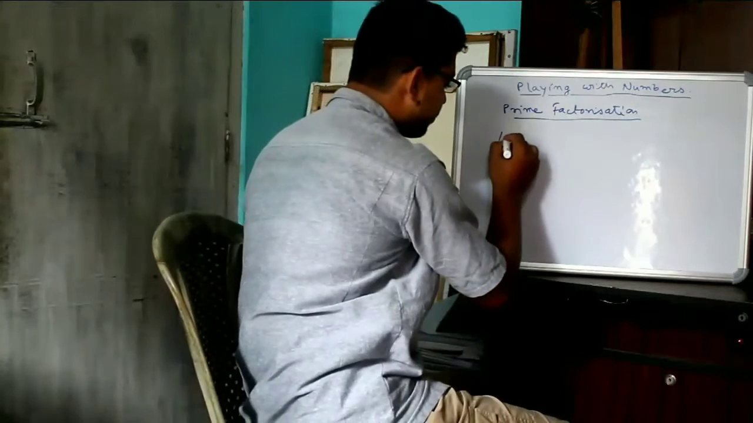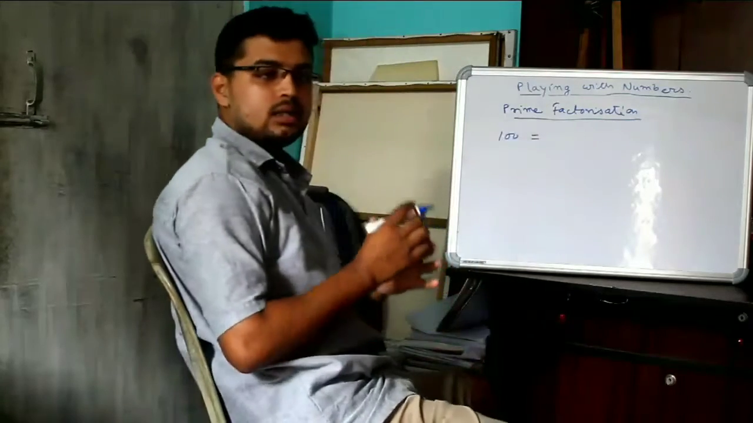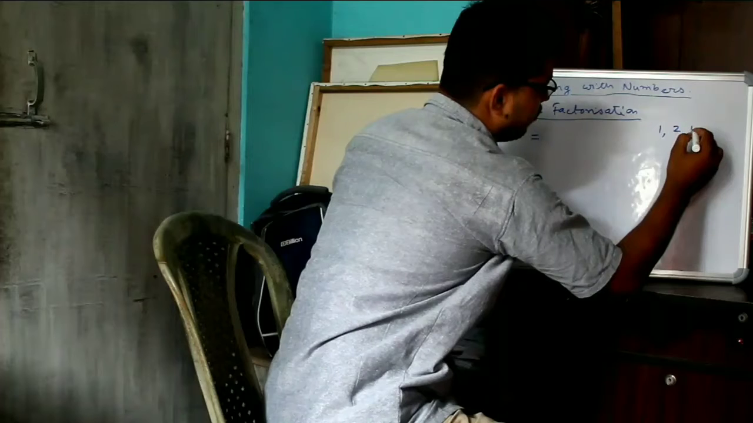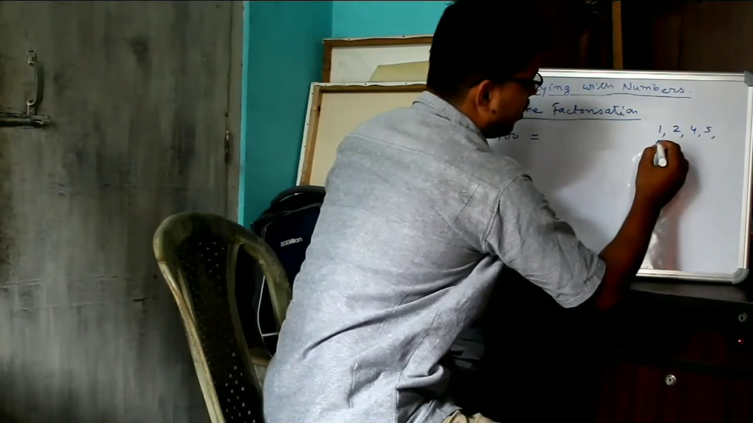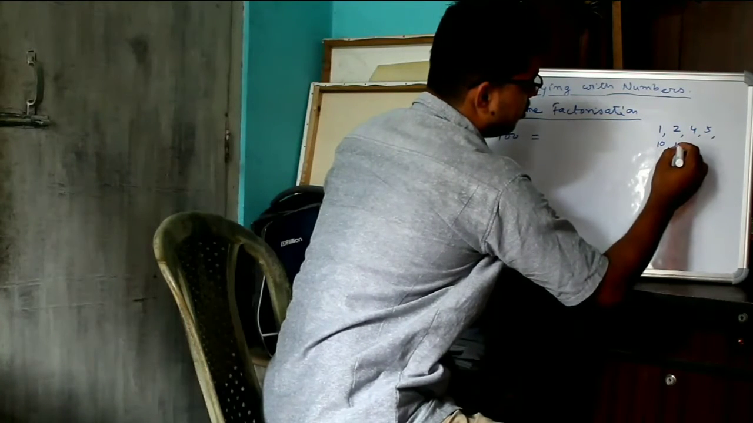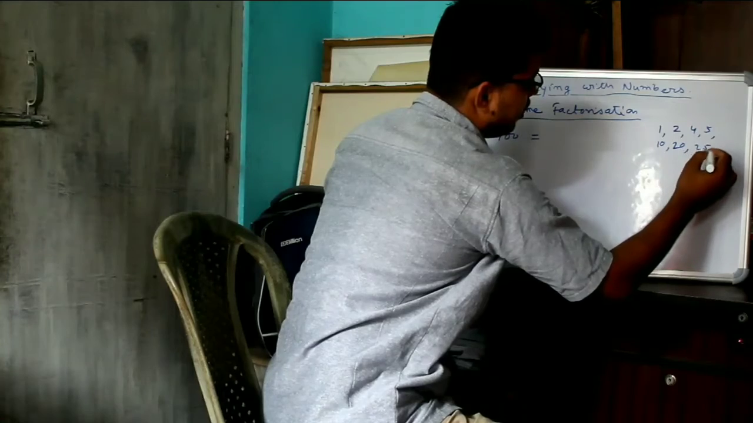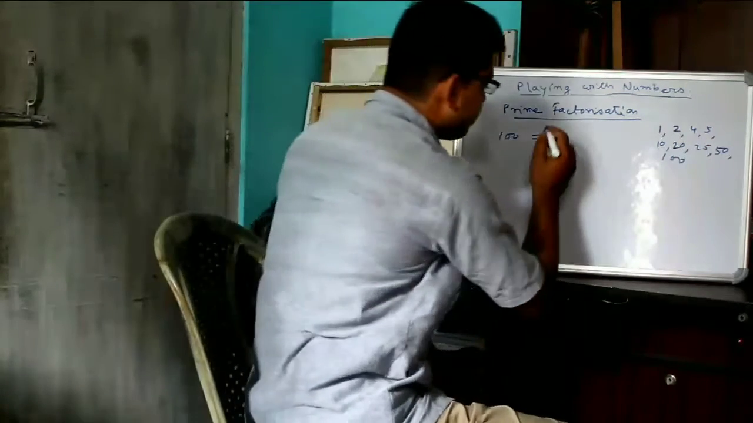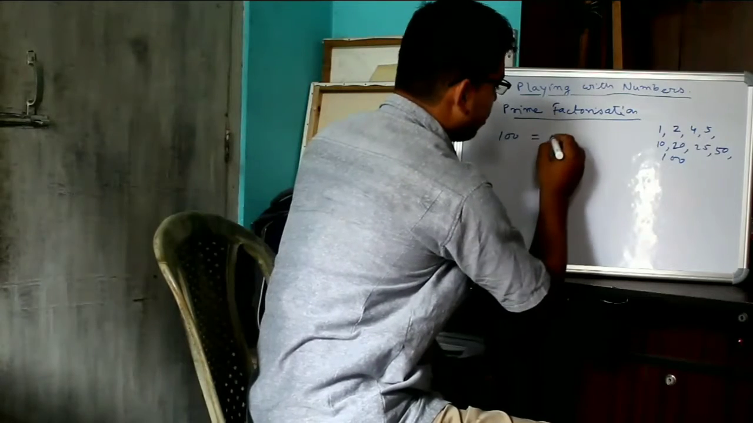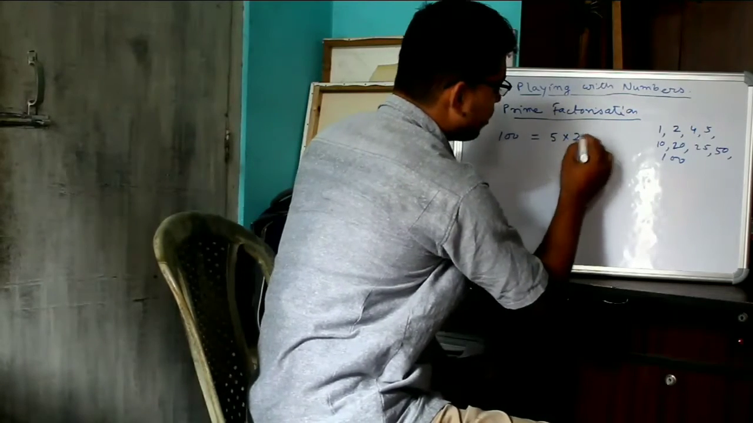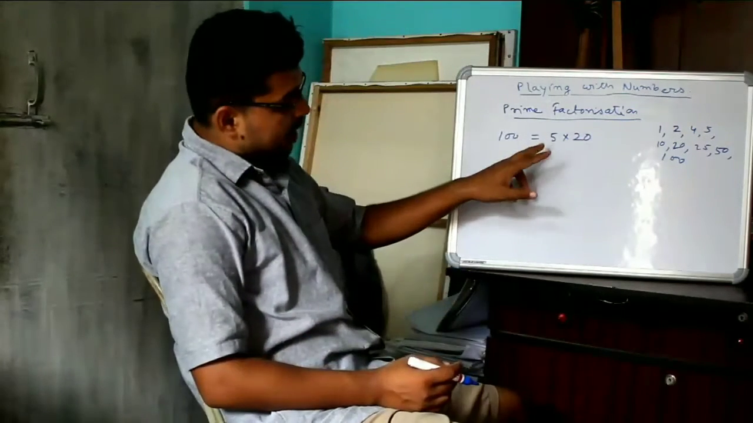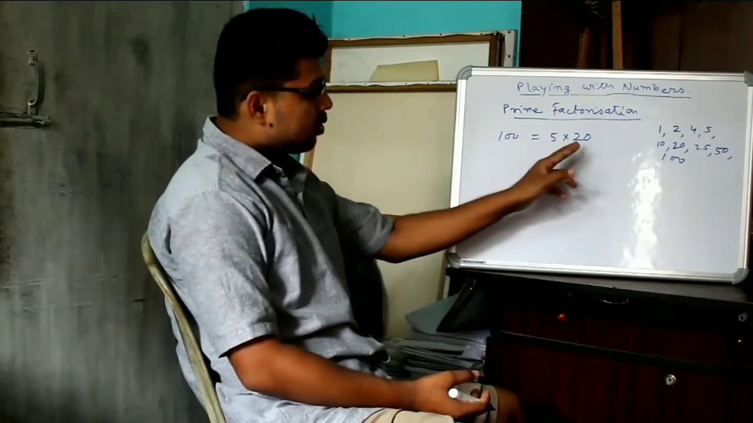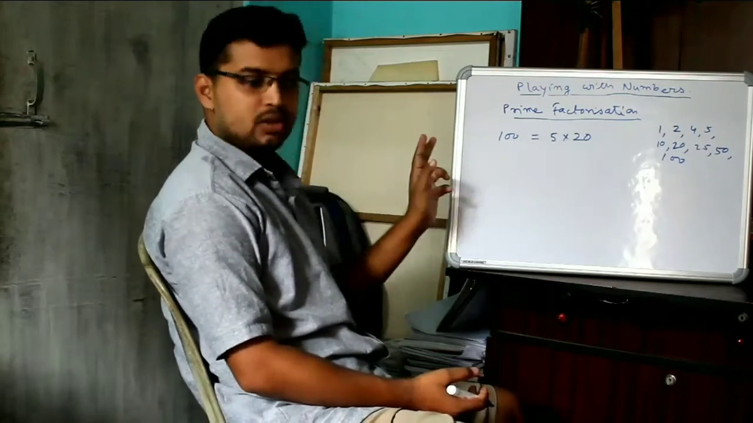Suppose for 100, we have 1, 2, 4, 5, 10, 20, 25, 50 and 100. These are all factors of 100, so we can write 5 into 20. But here 5 is a prime number, but 20 is a composite number. So this is not a prime factorization.